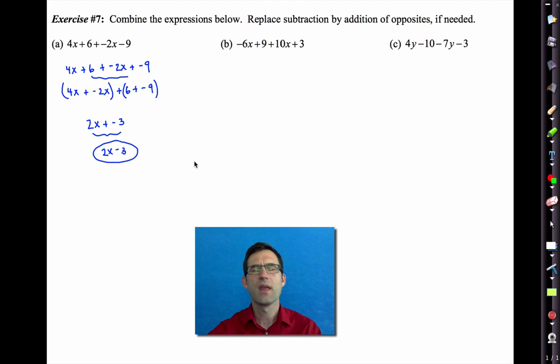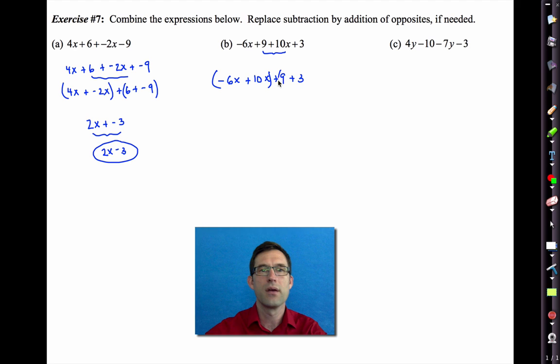All right? Now, pause the video again and try letter B and letter C if you got letter A wrong or you were confused about how to do it. All right, let's go through it. Letter B. Again, I'm going to flip-flop this addition using the commutative property of addition. So it's going to become 10x plus 9 instead of 9 plus 10x. Then I'm going to use the associative property of addition to group those together. -6x plus 10x would be a positive 4x, and 9 plus 3 is a positive 12.